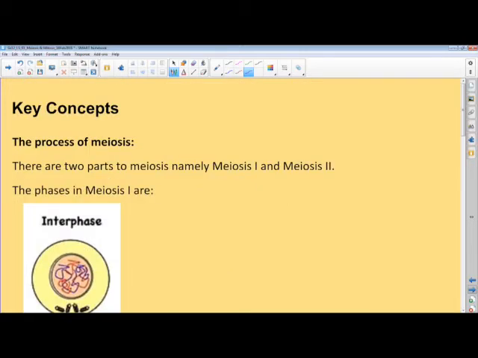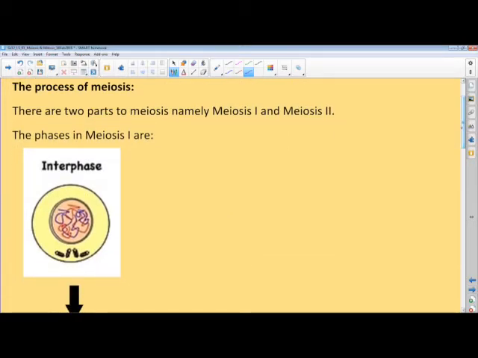The process of meiosis. There are two parts, as I said, namely meiosis 1 and meiosis 2. The phases in meiosis are, let's have a look at it. What you don't forget is IPMAT. It's IPMAT. Interphase, prophase, metaphase, anaphase, telophase. Right? It's the best way to remember it.